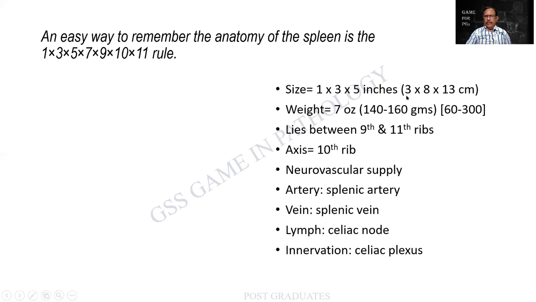And coming to the weight of the spleen, it is around 140 to 160 grams. But sometimes it can be as low as 100 grams and it can extend up to 300 grams. Less than that is supposed to be an atrophy of the spleen, which we shall see can happen because of autoinfarction.